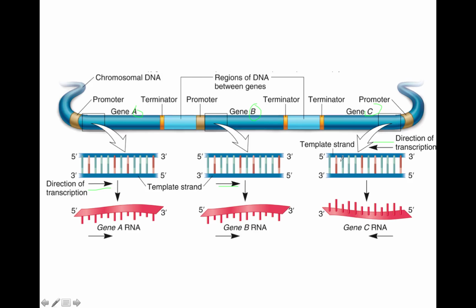C is being transcribed in the opposite direction. And that means that the two different strands of DNA act differently for gene C than they do for genes A and B. In genes A and B, the bottom strand here is the template strand, and the top is the coding strand. But in gene C, the template strand is the top strand. So along a given stretch of chromosome, you can have genes transcribed in the same direction, or flipped around from the opposite strand and transcribed in the opposite direction.